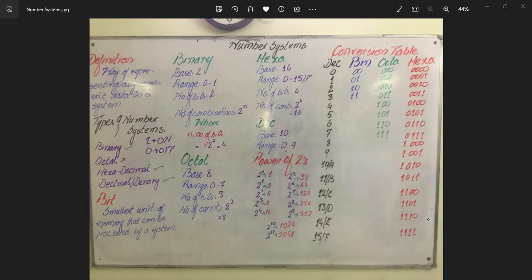Coming towards the powers of 2. Now, what are the powers of 2? Starting from 2 power 0 till 2 power 11, you need to learn them by heart because that will give you quite some ease when it comes to solving these types of questions.